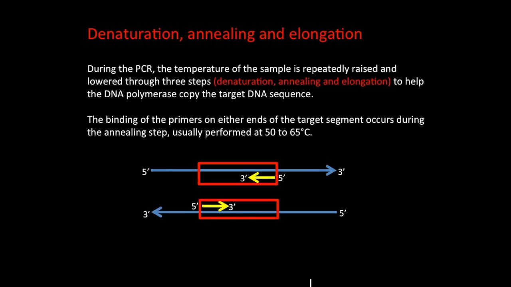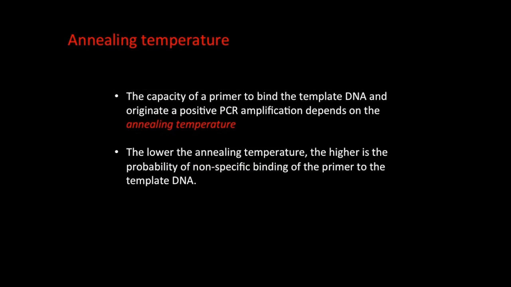The binding of the primers on either ends of the target segment occurs during the annealing step, usually performed at between 50 to 65 degrees centigrade. The capacity of a primer to bind the template DNA and originate a positive PCR amplification depends upon the annealing temperature used. The lower the annealing temperature, the higher is the probability of non-specific binding of the primer to the template DNA.